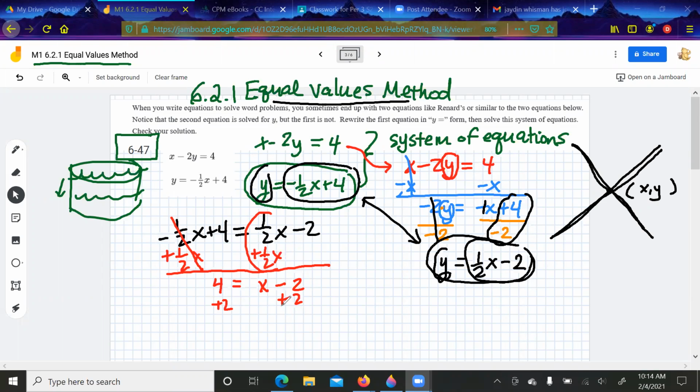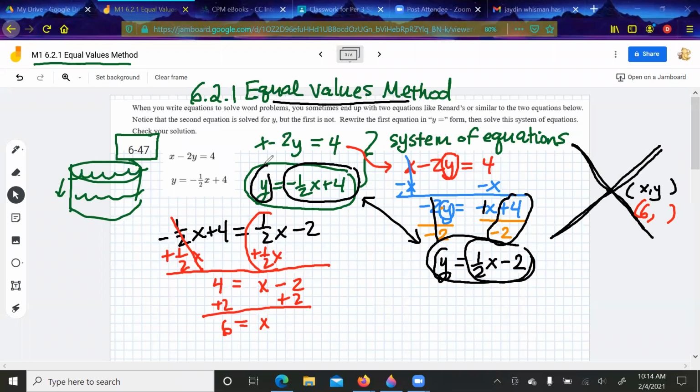Move this bar that always plagues me out of the way. You can't see the bar, but I can. It's pretty annoying. Okay, so 6 equals x. So x equals 6. So one of the solutions is 6.